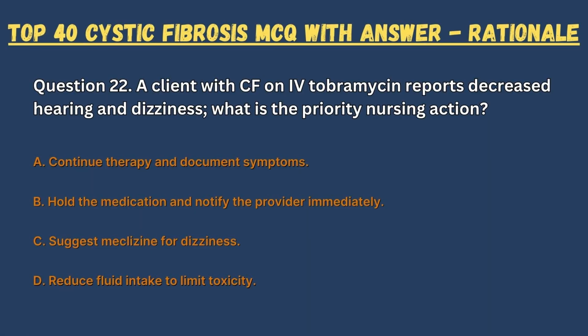Question 22. A client with CF on IV tobramycin reports decreased hearing and dizziness. What is the priority nursing action? A. Continue therapy and document symptoms. B. Hold the medication and notify the provider immediately. C. Suggest meclizine for dizziness. D. Reduce fluid intake to limit toxicity.